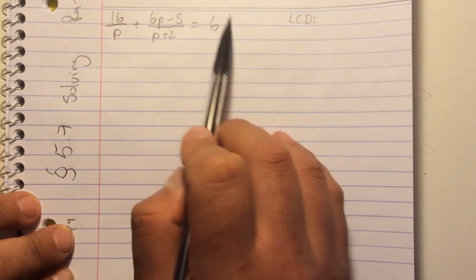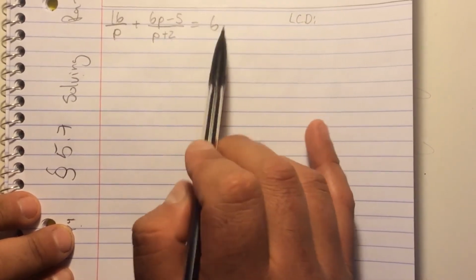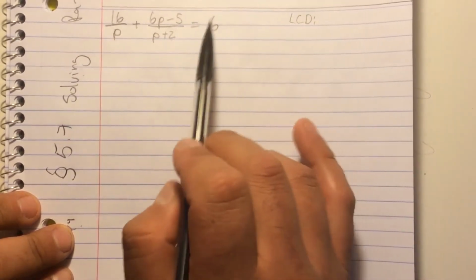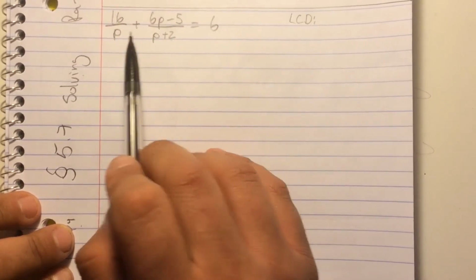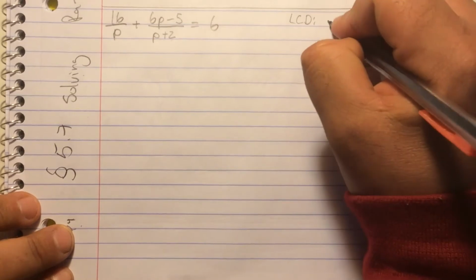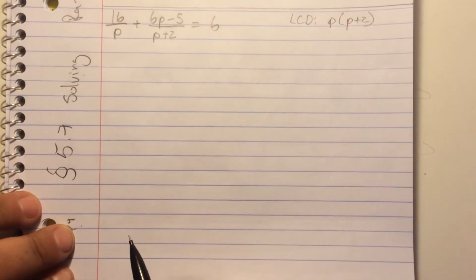Because the 6, remember, whenever you have a constant, you don't really need to worry about it because there's no fraction, there's no denominator that can make this undefined. So there's nothing here that can make an excluded value. So we only have to really worry about the ones that are over here. So we have our p times our p plus 2. That's going to be our lowest common denominator.